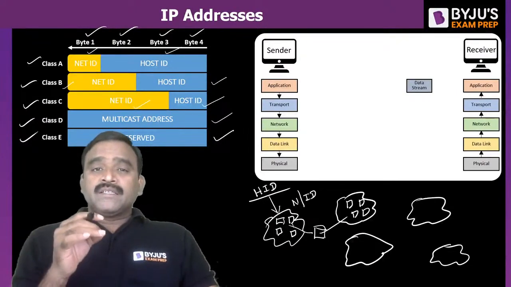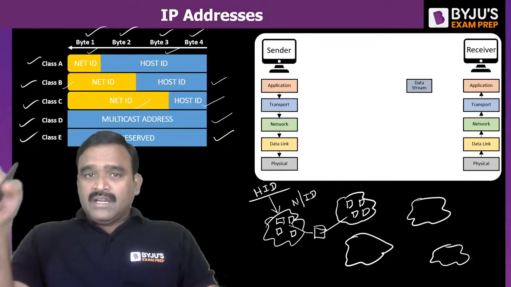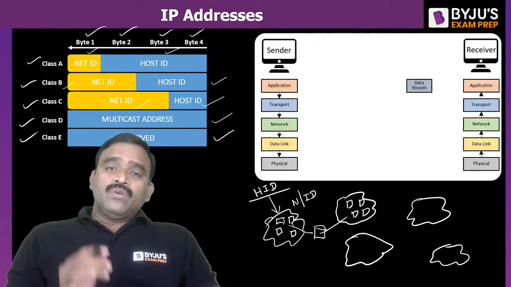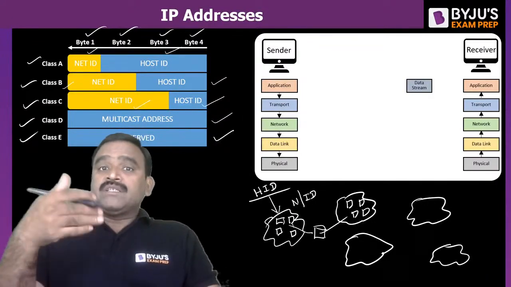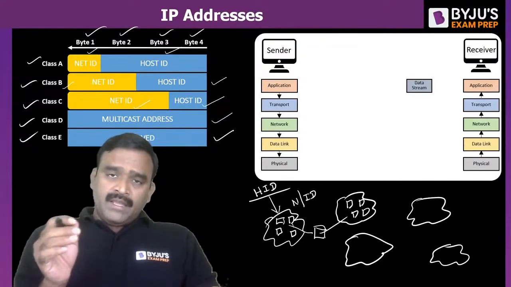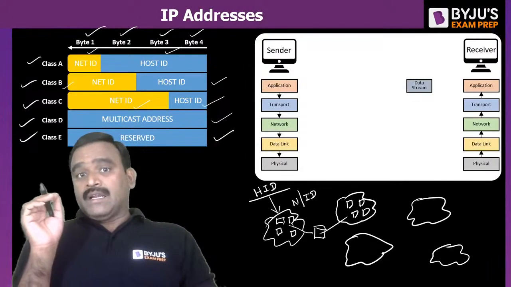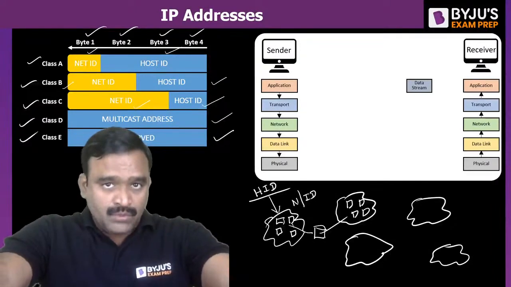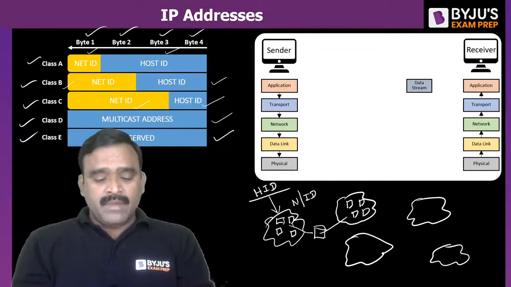Net ID indicates in which network you are, among the total networks of the internet, and host ID indicates your system ID within the network. This is a logical address. Again, every computer will also have a physical address, that is a MAC address. That is also unique and universal. No two computers will have the same MAC address.